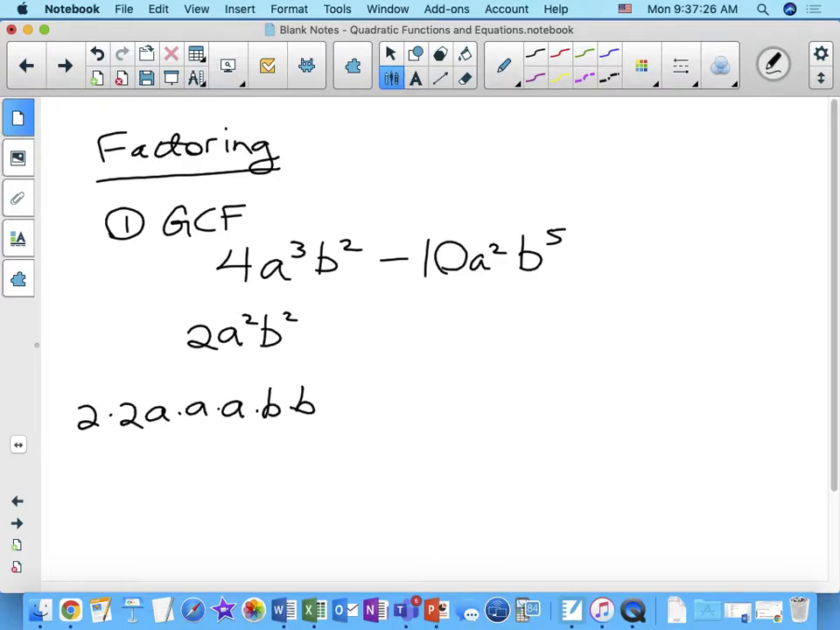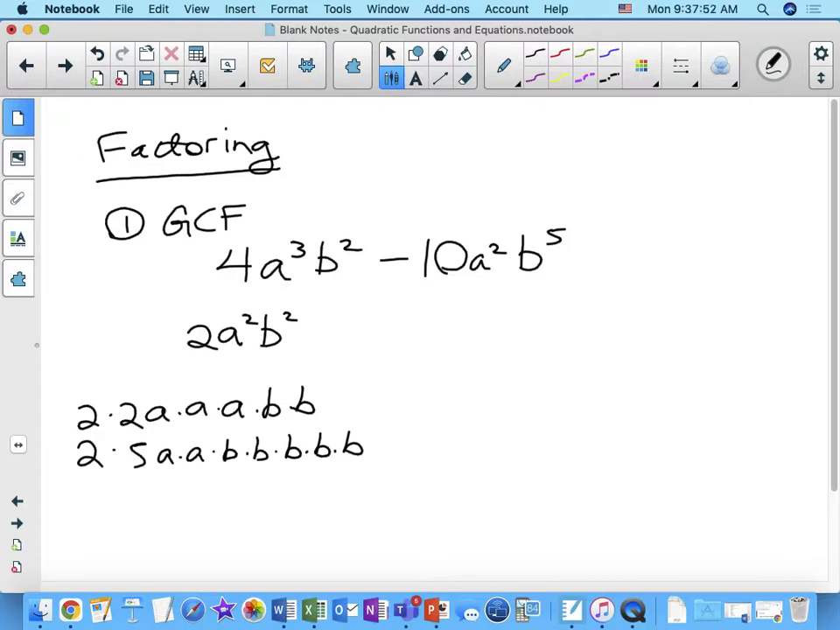10 is 2 times 5. And a squared is a times a. B to the 5 is 5 b's. 1, 2, 3, 4, 5. Okay? So the greatest common factor is all of the factors in those strings that they share.